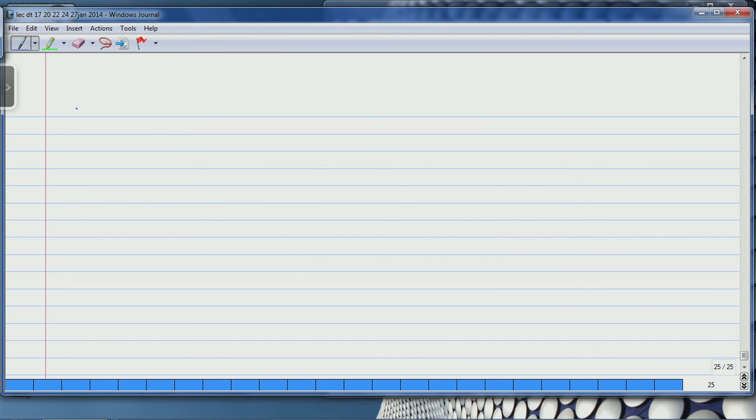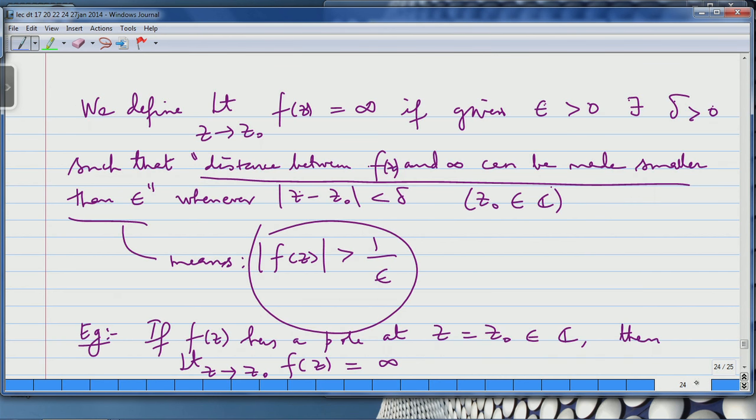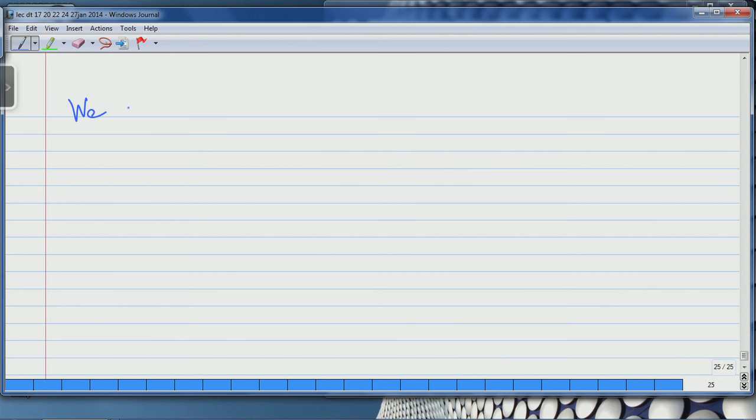Okay, so just a moment. Yeah, we define limit z tends to infinity, f of z is equal to infinity. Now, how do you define this? So again, if you really try to use the epsilon delta definition, you will say that I want the values of f of z to come to within an epsilon distance of infinity, given any epsilon, however small, for z sufficiently close to infinity.